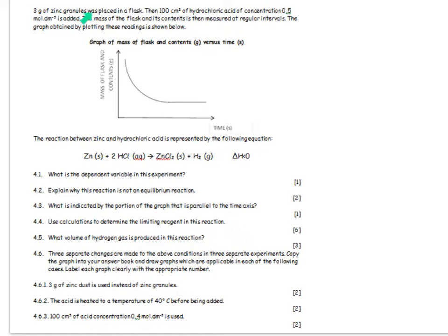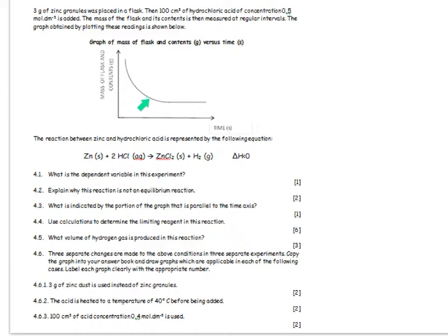3 grams of zinc granules were placed in a flask, then 100 cm³ of hydrochloric acid with a certain concentration is added. The mass of the flask and its contents is then measured at regular intervals. The graph obtained by plotting these readings is shown.